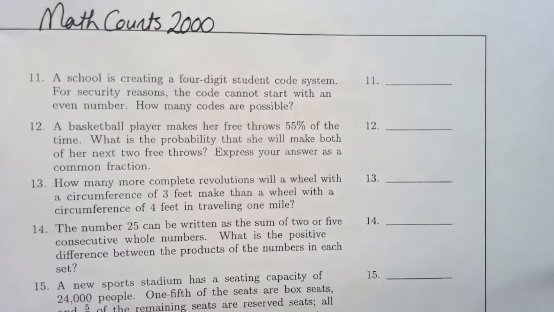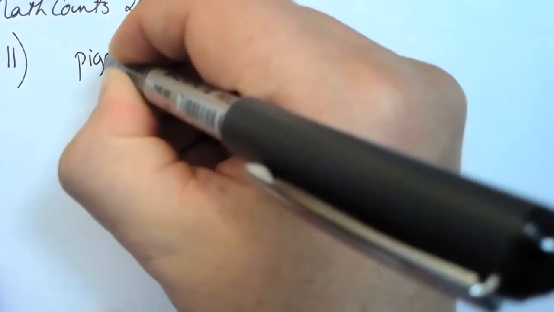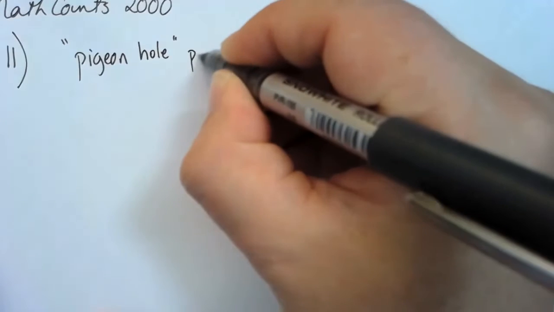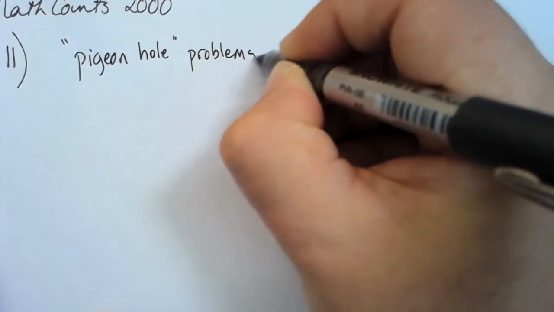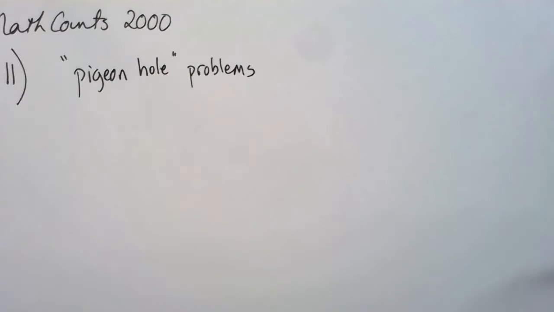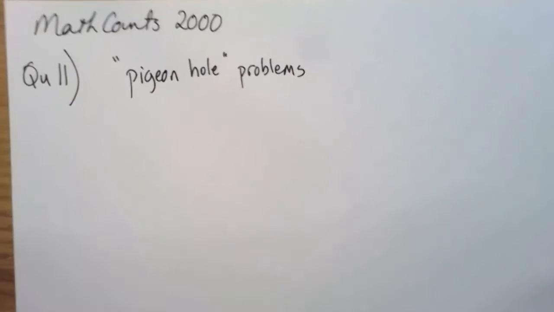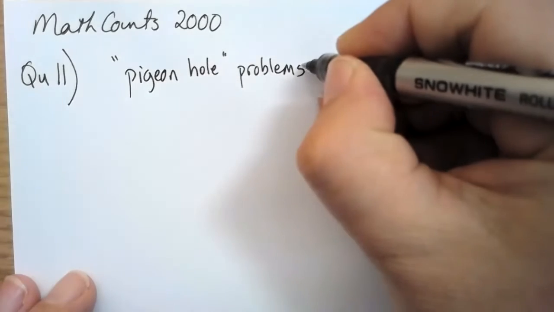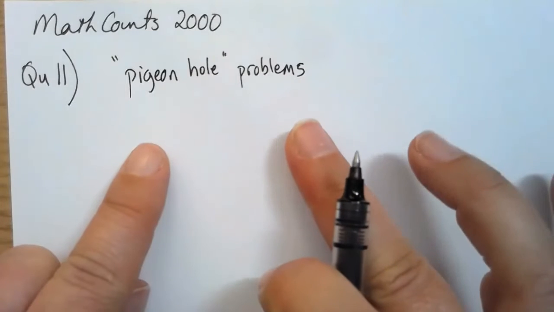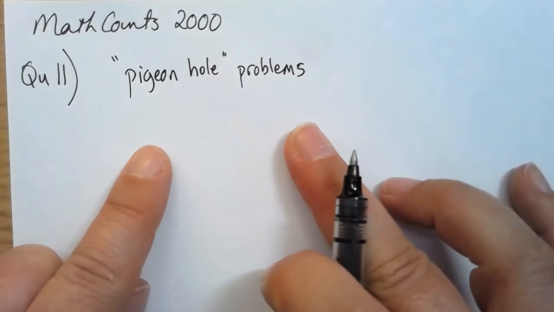On this paper, MathsCounts 2000, there are 2 questions that you could consider to be pigeonhole problems. So if these are ones that you often have questions about, or you get stuck on, then you might want to Google pigeonhole problems. But I'll have a go at answering question 11 and question 4, which is the other one, to give you an idea about what you need to do with these questions.